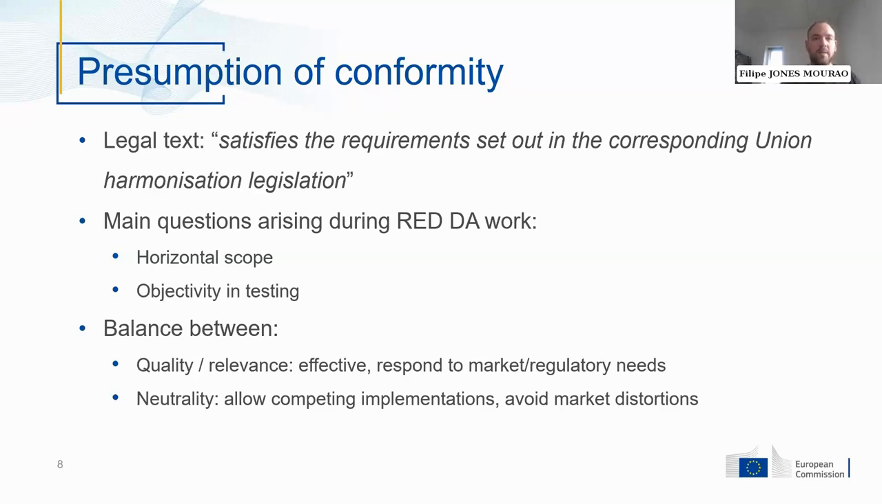But the figure of the presumption of conformity is why harmonized European standards are interesting for the purposes of industry, for compliance, for reducing the burden. So in terms of the legal text in the standardization regulation, a standard can be published when it satisfies the requirements set out in the corresponding Union harmonization legislation. So this is a very abstract statement, okay? And I think that's something that we basically need to keep in mind.